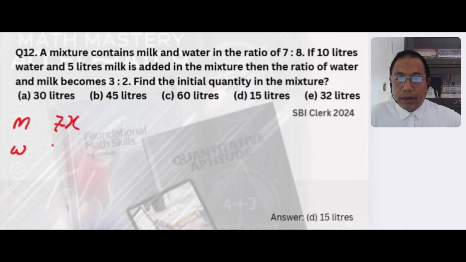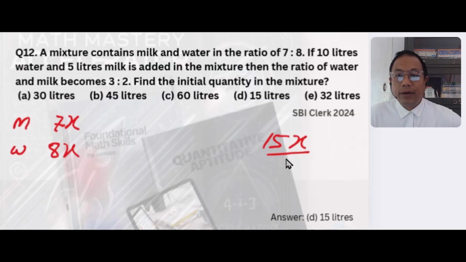7x, 8x. Find the initial quantity in the mixture. Add this to 7 plus 8, 15. 15x. We're asked to find this value. Okay. First option, second option, third, fourth options are divisible by 15. Therefore, we cannot check divisibility by 15.